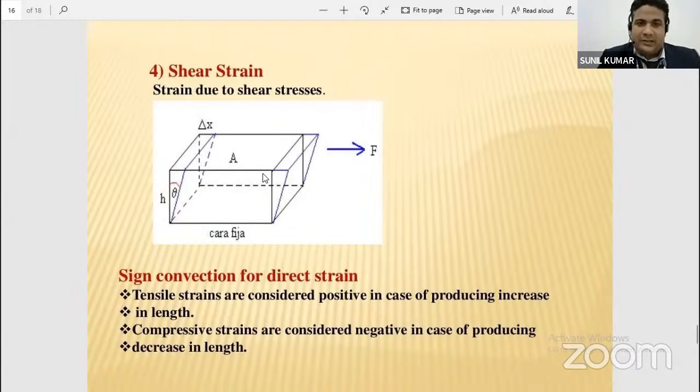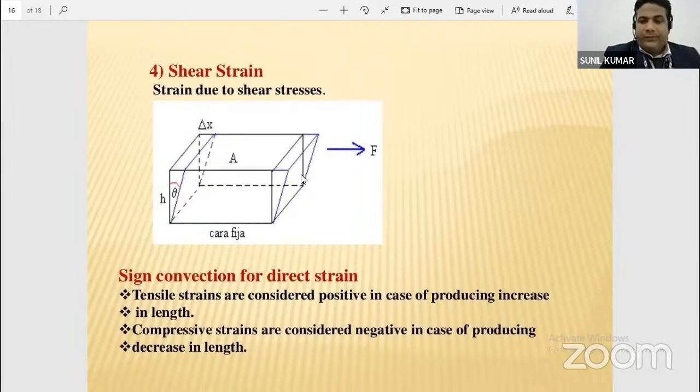Suppose this is the initial condition when we consider A, B, C, D. This face is fixed. If you apply the force on this face, then this particular point moves to a new position. If this point is named B, B moves to B dash. If this point is C, then C moves to C dash. So C to C dash, B dash, C dash divided by original length. So shear strain or volumetric strain means change in volume, change in dimensions, relative to the original shape.